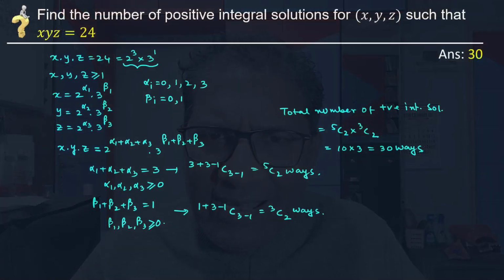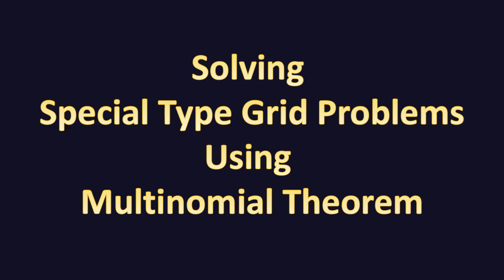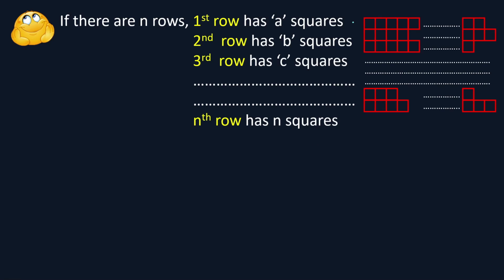Now, let us use this multinomial theorem in some other problem, which is the grid problem. Though we have already done grid problems in my previous classes, here we will try to solve grid problems by using the multinomial theorem. Now let us say there are n rows in a grid in which the first row has a squares, the second row has b squares, the third row has c squares, and so on. The nth row has n squares. Let me take the diagram like this. This is the first row of the grid, which has a squares.